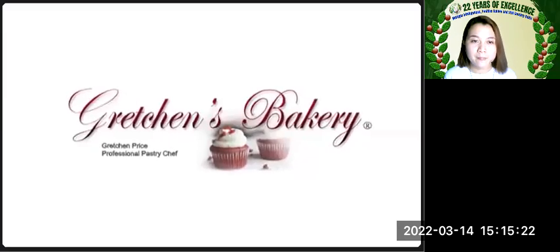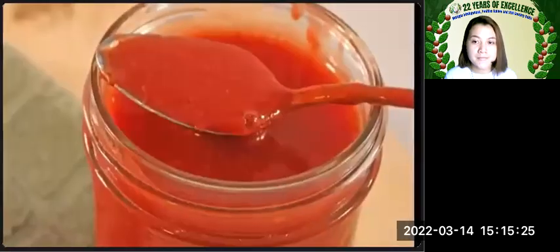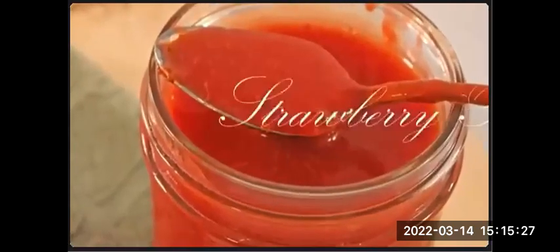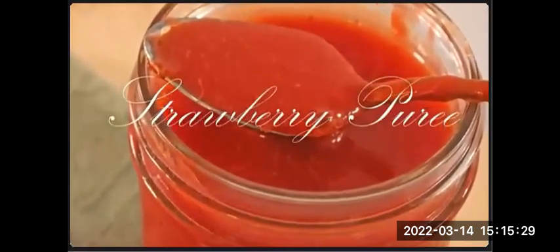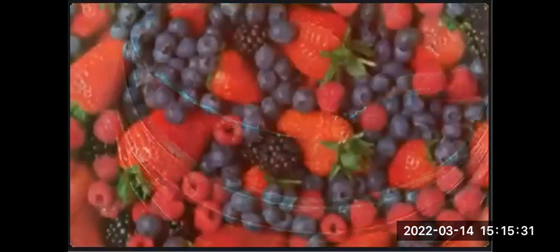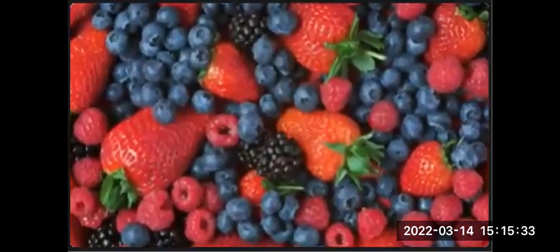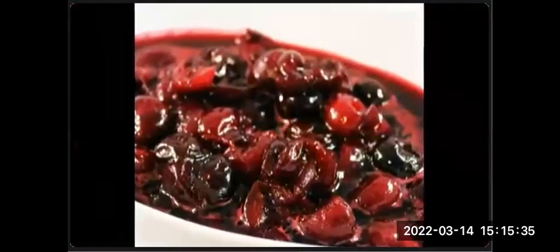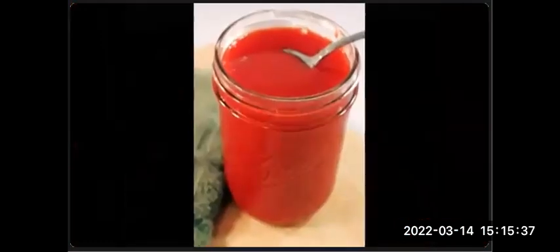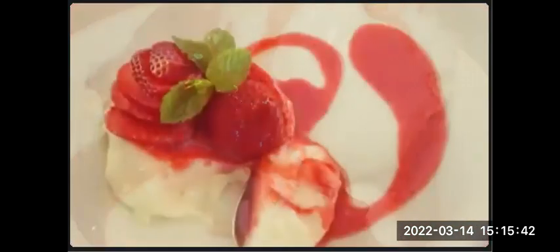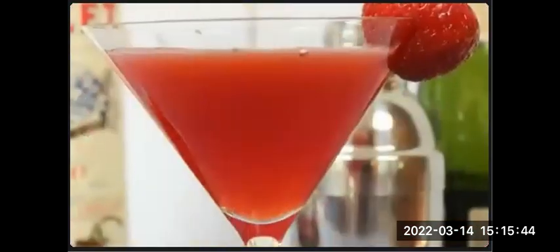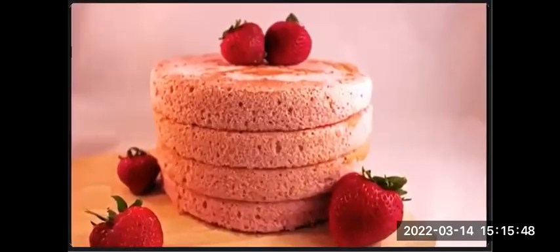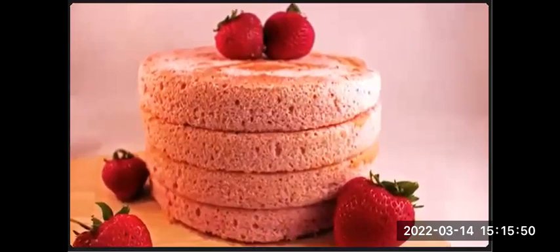Hey guys, it's Gretchen here from Gretchen's Bakery, back with another quick how-to about strawberry puree. Well, I should rephrase that to say any fruit puree, since you can apply this method to just about any fruit or berry. There are so many things we can do with fruit purees, from simple sauces to go on top of ice cream or plate garnishes to cocktails and smoothies. But today I'm making this puree specifically to go into my strawberry chiffon cake recipe.